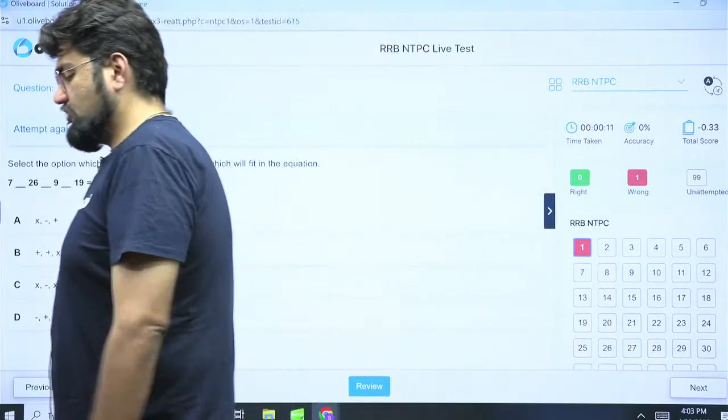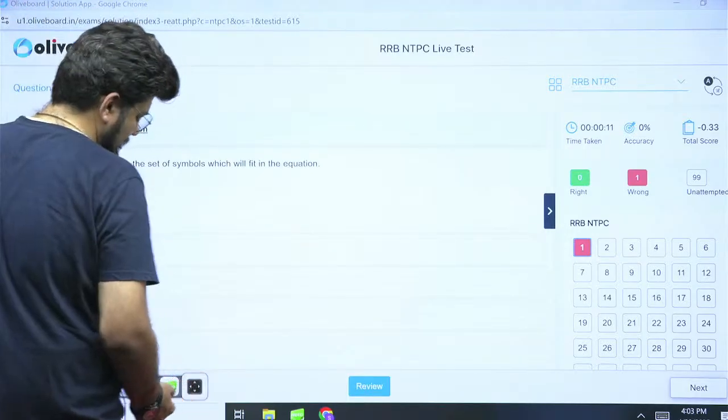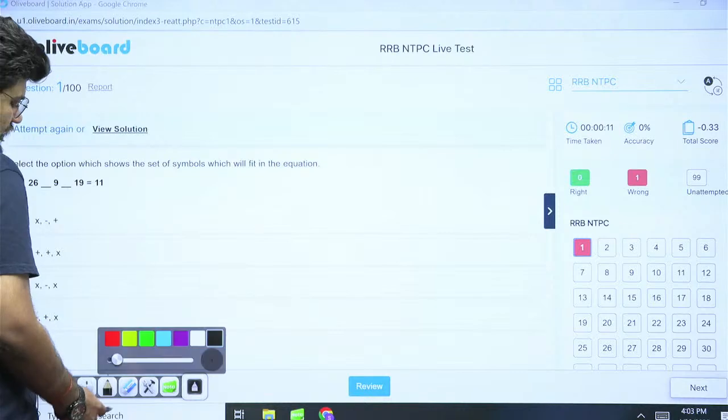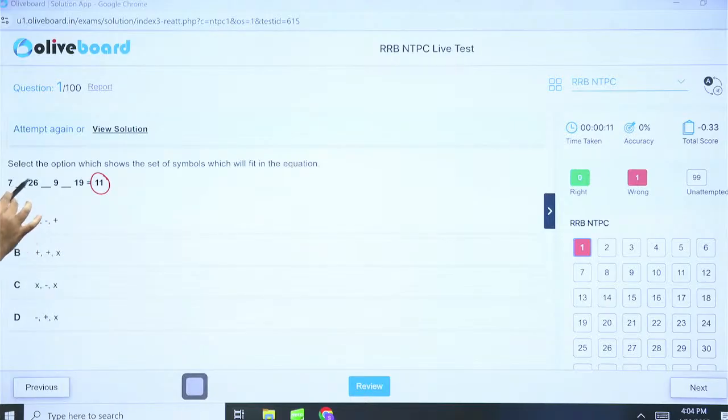So let's start the session quickly. The very first question in front of you. We need to select the option which shows which symbols will fill in the blanks. Now out here, if you observe, just carefully partially solve it. Don't completely solve it. We need 11 as our answer, okay? And today there is no division sign here. Fine, not a problem.